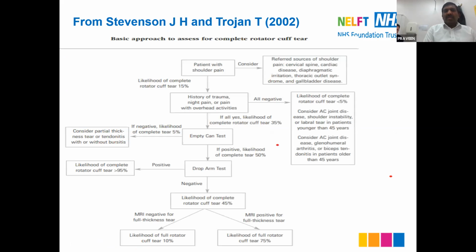So with regards to the rotator cuff muscle tear, Stevenson and Trojan in 2002 have very clearly come up with this flow chart. And in their study and in their flow chart, they indicate that the likelihood of a rotator cuff tear, a complete tear, is greater than 95% with a positive drop arm test. So this particular flowchart will be extremely useful for you as well, along with the other flowchart which I mentioned earlier on in my presentation.